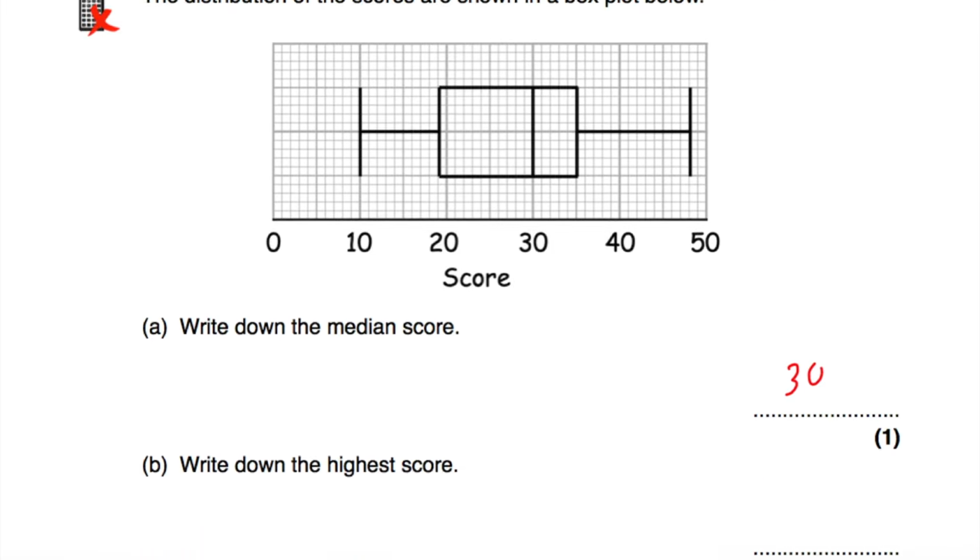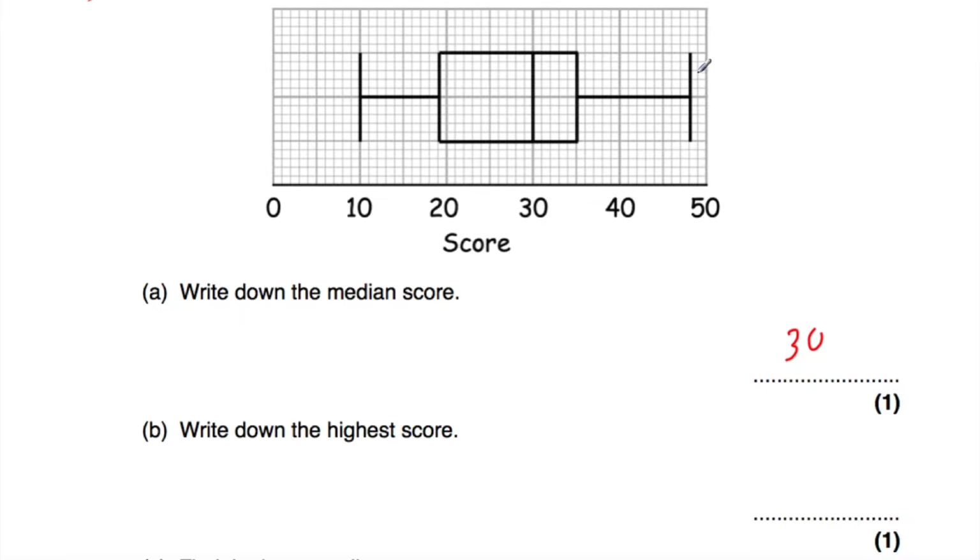Okay, and then part B says write down the highest score. Well, this is the highest score, so that's going to be 48 because each of the little boxes is worth 1. So 45 is in the middle, 46, 47, 48, so 48.